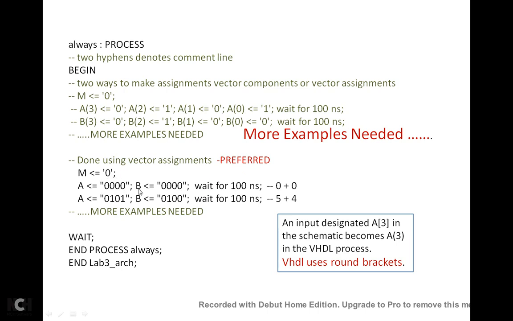So A is assigned 0, B is assigned 0. Wait for 10 nanoseconds. So that's one of your first examples, 0 plus 0. And then you assign 5 plus 4. A 4-bit constant in double quotes is a vector constant, so that assigns to A3, A2, A1, A0 all at once.